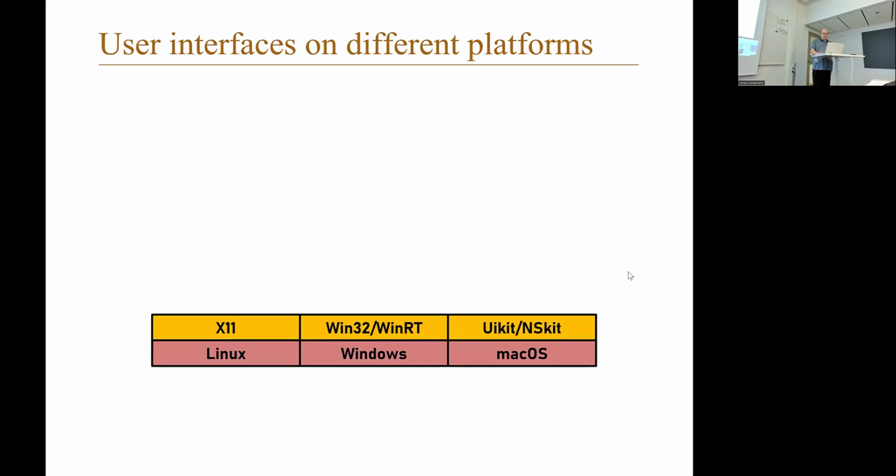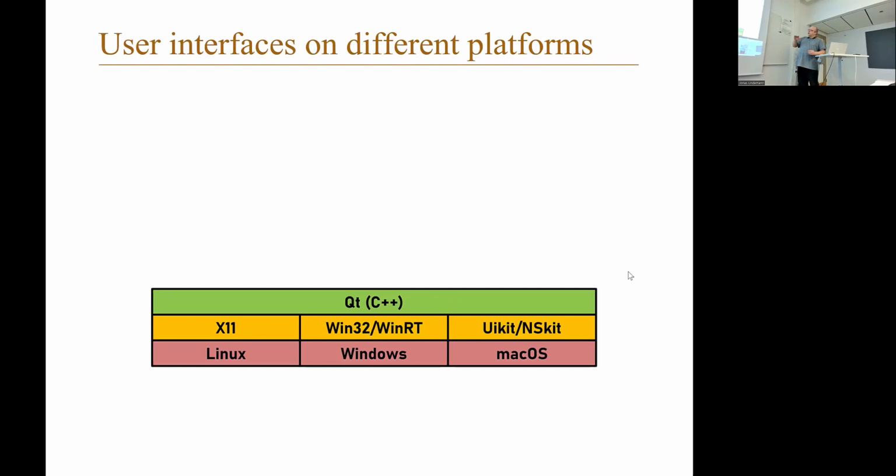So what you can do instead is use a middle user interface library that encapsulates these things. Qt is one of those. Qt is a library that you use instead of directly connecting to X11, Win32, or UIKit. You program against Qt, and Qt knows how to work with the different platforms. So you don't have to care about Mac, Windows, or Linux. You just code your user interface.